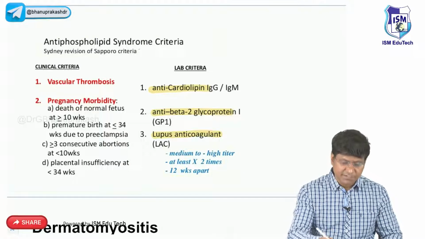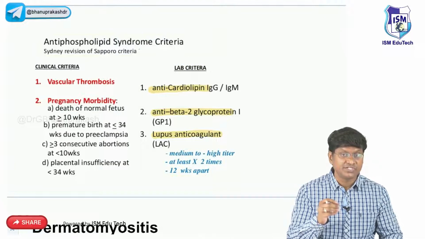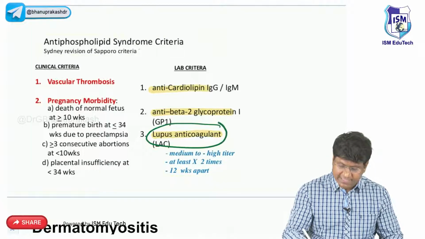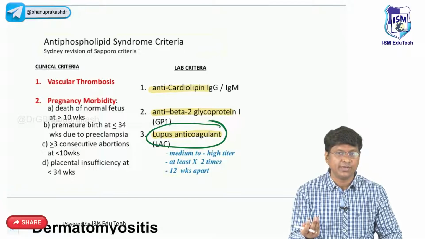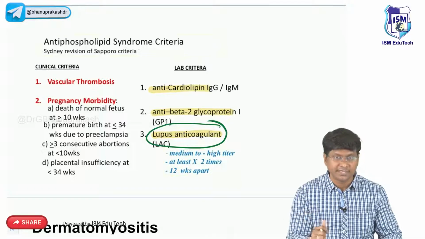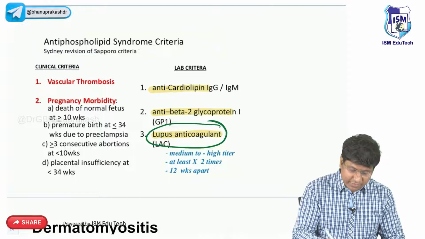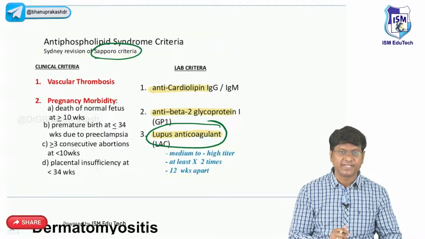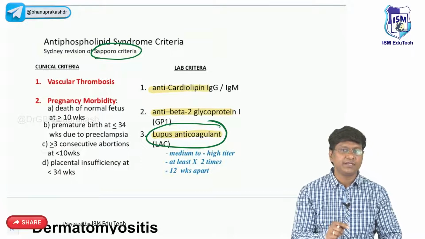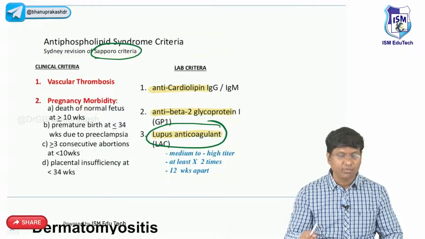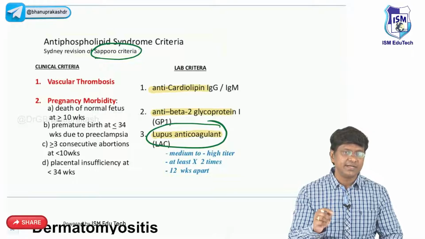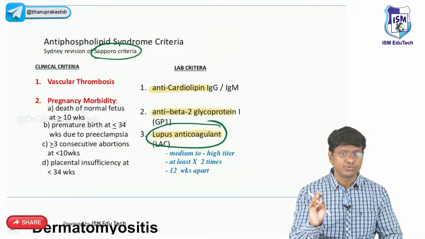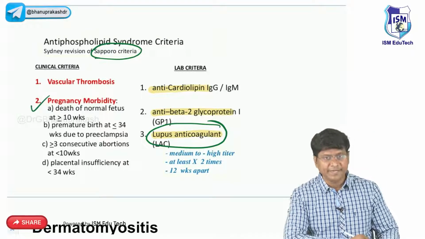Now, the presence of which particular antibody tells you that there is a high risk of pregnancy losses? That is the lupus anticoagulant. The higher the lupus anticoagulant value, the greater the chances of recurrent abortion. Okay, right. And what is the name of the criteria for APLA syndrome? That is the Sapporo criteria, where you have clinical criteria as well as laboratory criteria. Whatever I have taught you is the laboratory criteria, that is the three antibodies. Then what is the clinical criteria? There should be vascular thrombosis and then pregnancy morbidity.